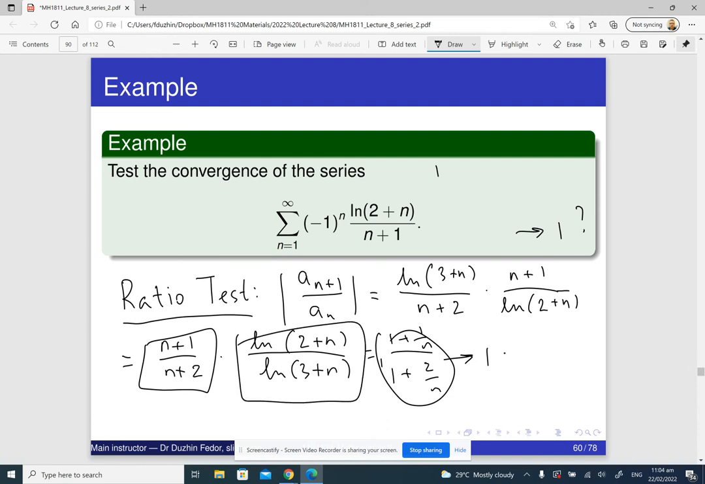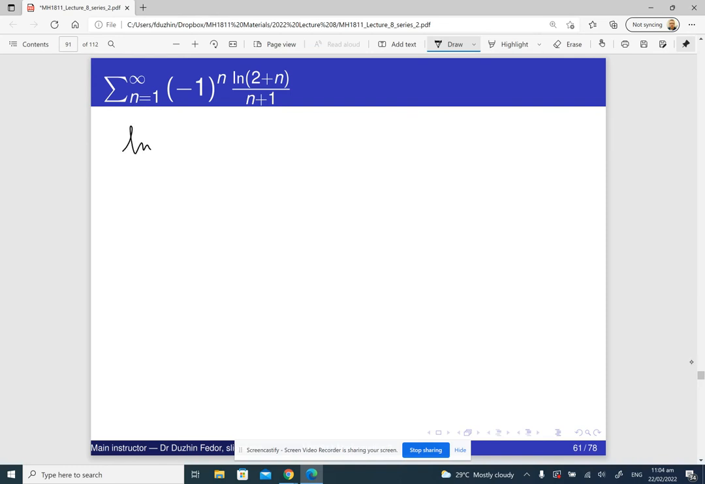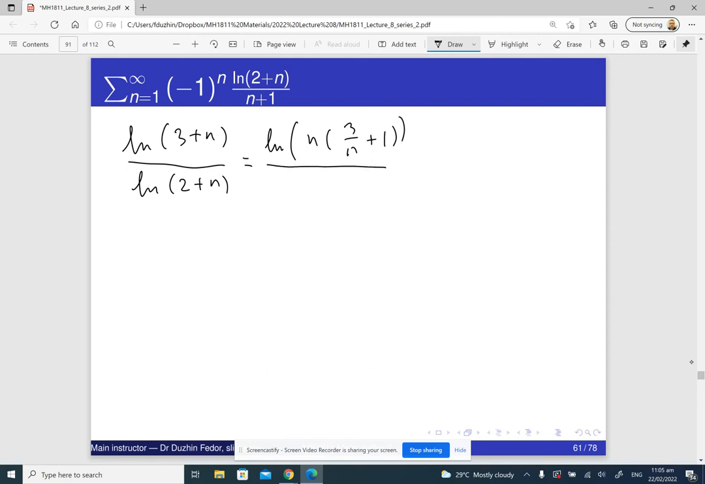Let me do the part with logarithms separately: the logarithm of 3 plus n divided by the logarithm of 2 plus n. You can, in fact, do it by L'Hopital's rule, and it is probably easier, but just to have an example of how we can work with logarithms without L'Hopital's rule, here is how we can do it. We try to factor n out of this, and rewrite it as ln of n times 3 over n plus 1 on top, divided by the logarithm of n times 2 over n plus 1 in the bottom.